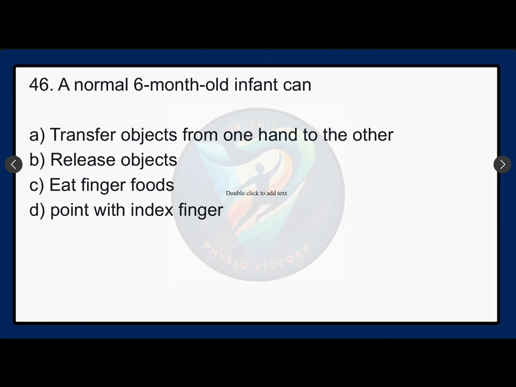Next question. Question number 46. A normal 6-month-old infant can option A transfer objects from one hand to other. Option B releases objects. Option C eat finger foods. Option D point with index finger. Here the correct answer is option A, transfer objects from one hand to the other.